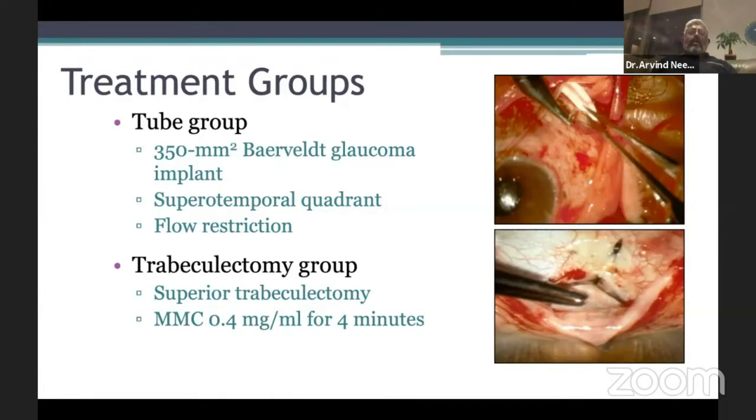So it could be just a Vicryl tie, or it could be an obturator within the tube or along with the Vicryl tie. As far as trabeculectomy goes, all trabeculectomies were performed in the superior conjunctiva. The dosage of mitomycin used was 0.4 milligram per mL for a total duration of 4 minutes. Pretty excessive in today's day, but that's what people were using way back when the study was conceived.